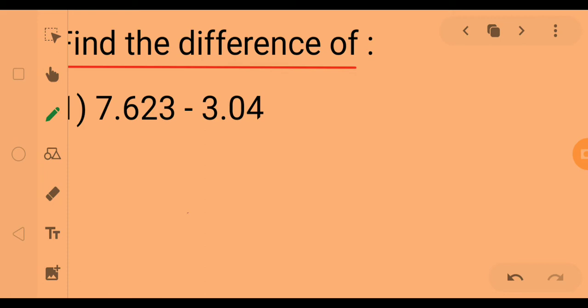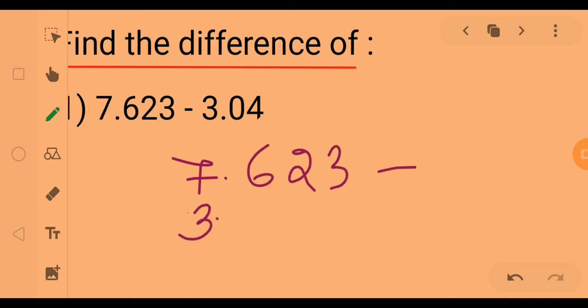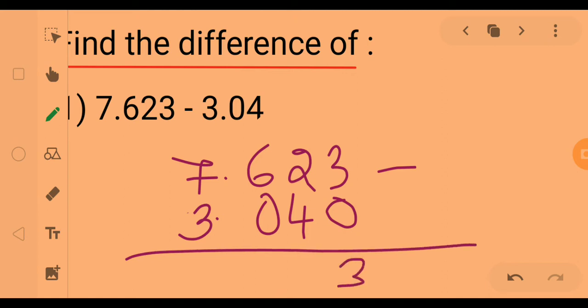Next, let us learn the next type of problem. Find the difference of. So first one, it is already given. So we write the problems as given. So we don't need to change the order here. So we write 7.623 minus 3.04. In the second number, only 2 decimal places are there. So we can give one more decimal place in order to have 3 places in both the numbers. Then we can subtract.